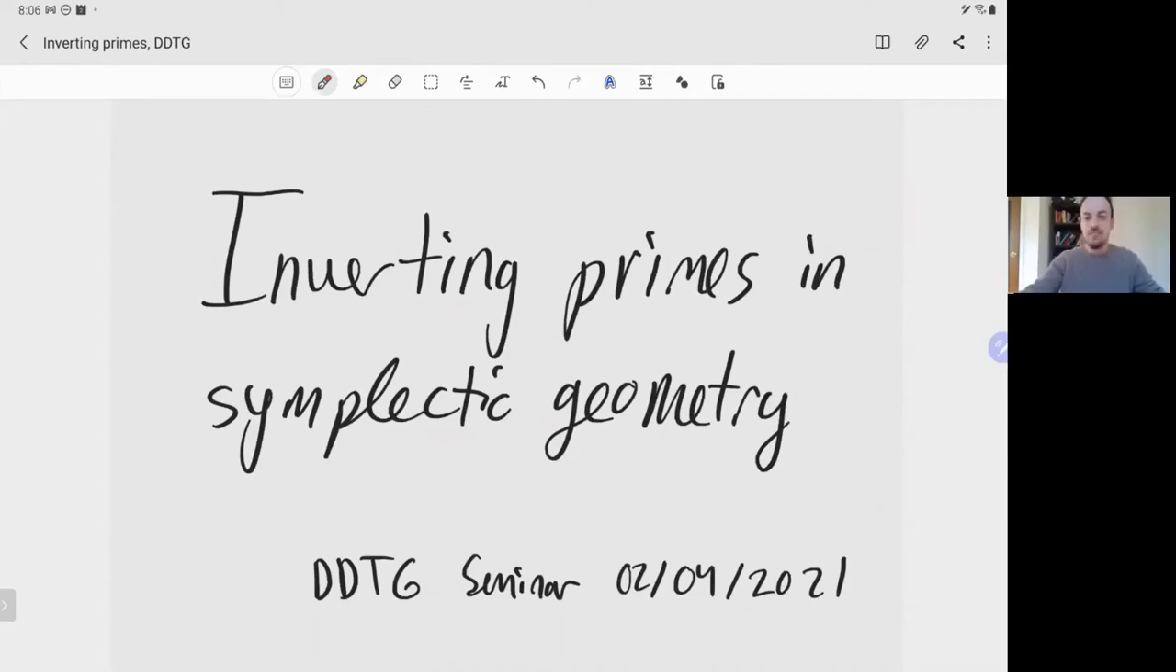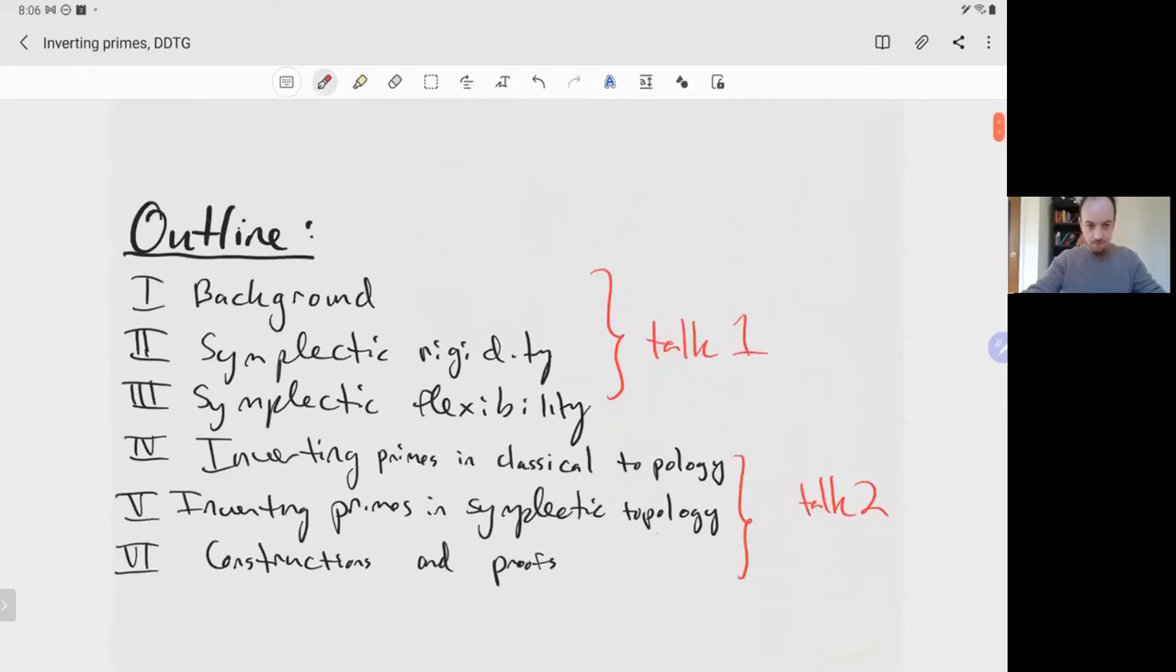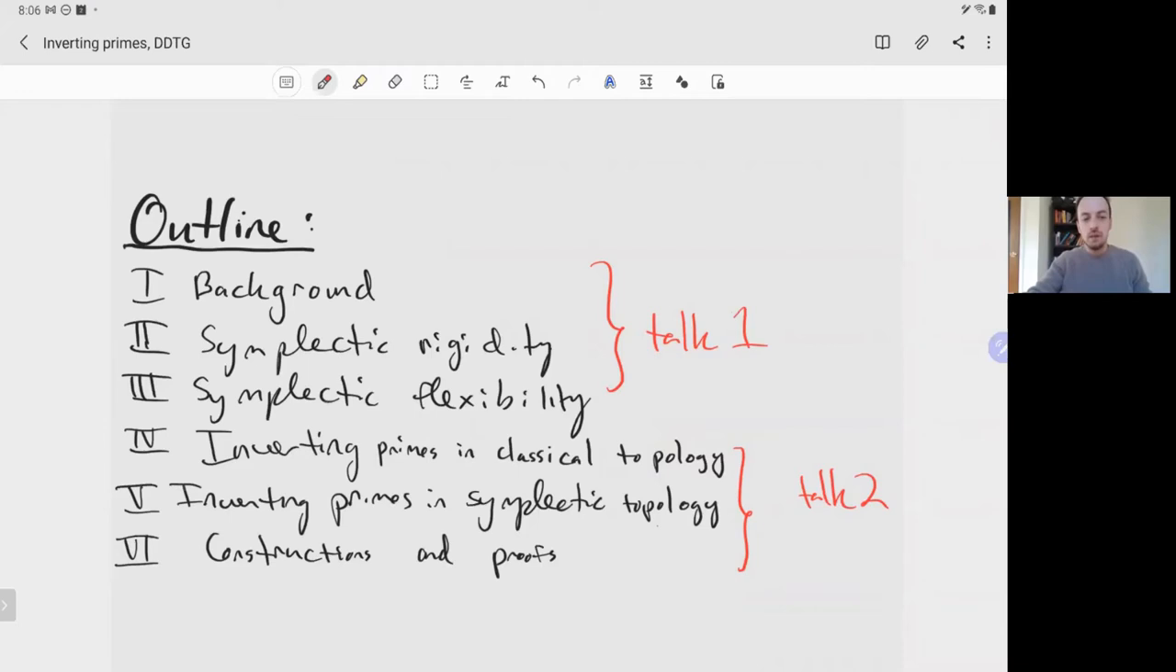Well, here's an outline of my talk. So first of all, give some background, then I'll talk about symplectic rigidity and flexibility, which is kind of the main dichotomy in symplectic geometry, and that will take up most of talk one. And might roll into talk two a little bit.